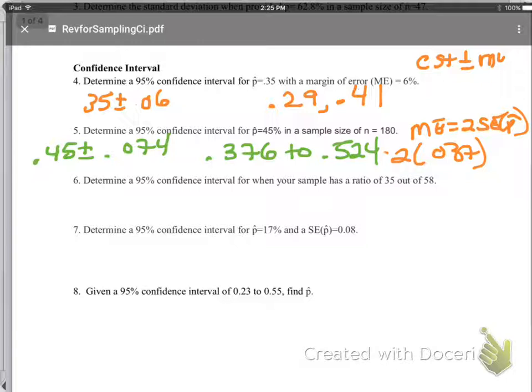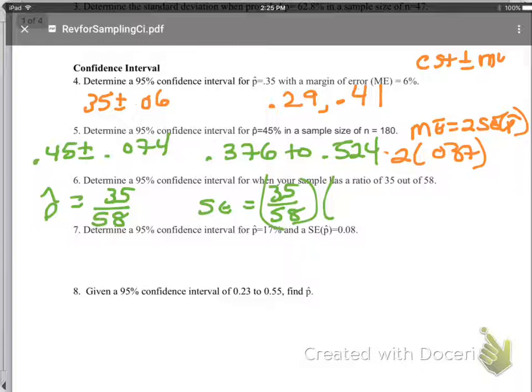All right, let's go down to 6. Determine a 95% confidence interval when you have a ratio of 35 out of 58. So with that in mind, my P hat is equal to 35 over 58. Remember, the smaller number has to be on top. All right, so now I have to find my standard error. So that is going to be 35 divided by 58. Now I have to subtract that from 1, so 58 minus 35.